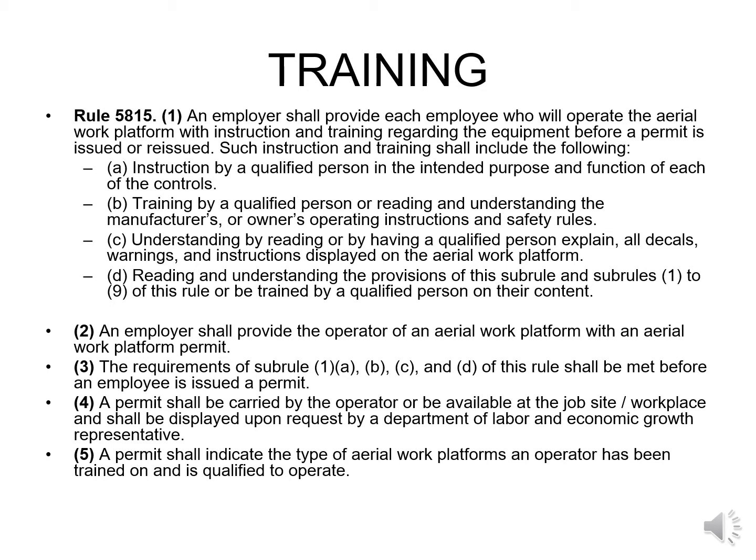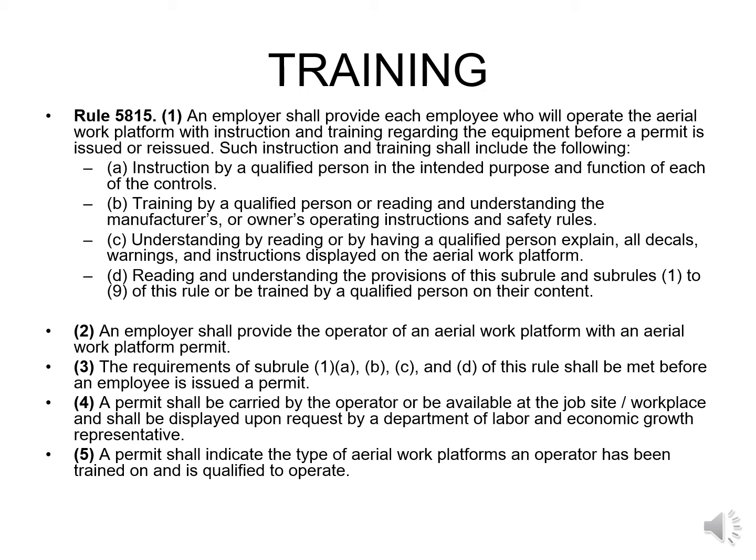A. Instructions by a qualified person in the intent, purpose, and function of each of the controls. B. Training by a qualified person or reading and understanding the manufacturer's or owner's operating instructions and safety rules. C. Understanding by reading or having a qualified person explain all decals, warnings, and instructions displayed on the aerial work platform. D. Reading and understanding the provisions of the sub-rule and sub-rules 1 to 9 of this rule to be trained by a qualified person on their content.